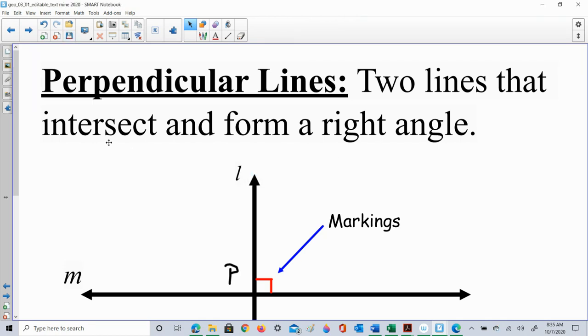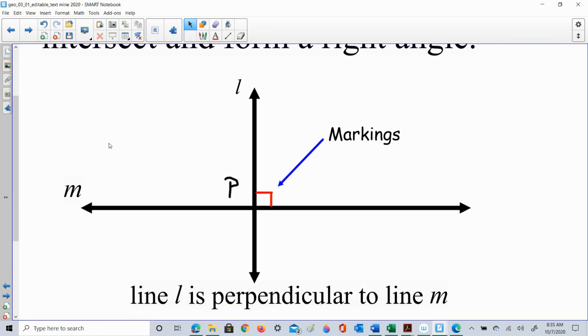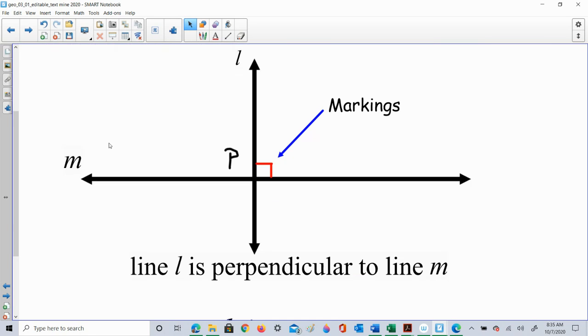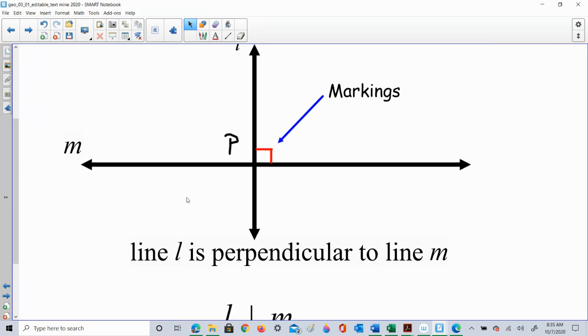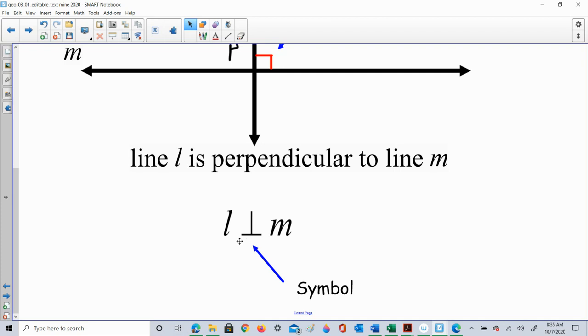Good. So perpendicular, that's how you mark things perpendicular. They're marked with that little box in the corner. It means you have a right angle. Line L is perpendicular to line M. The symbol is this upside down T. Line L is perpendicular to line M. These are the words that go with the symbology. Mathematics is all about symbols and being able to say those words symbolically.